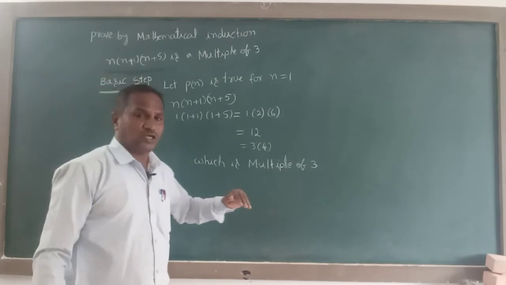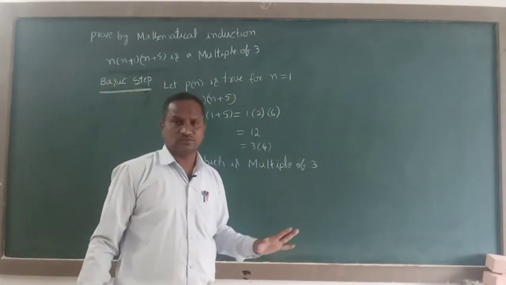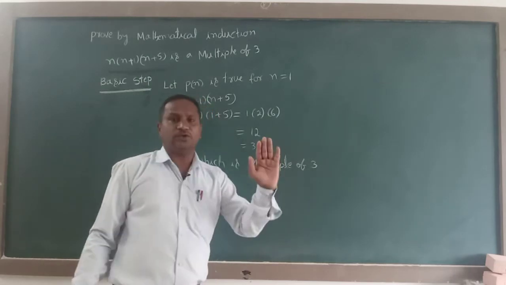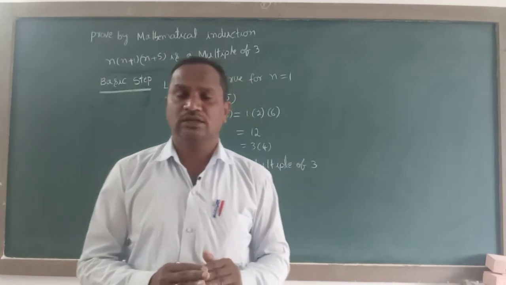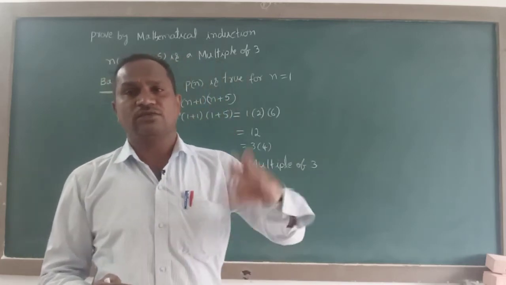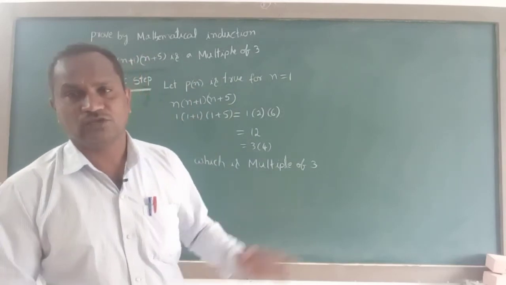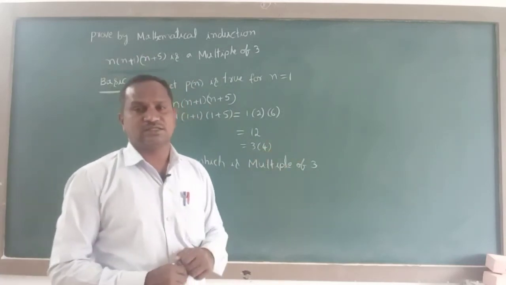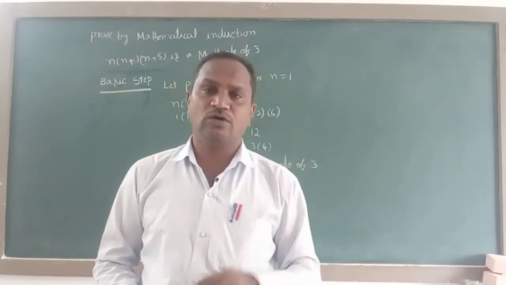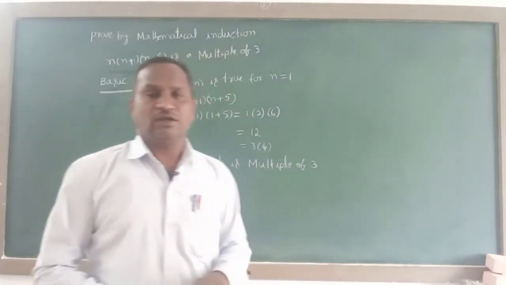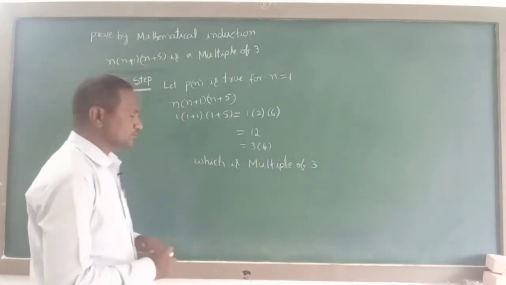That's how we give the proof for the case n is equal to 1. Finally, you should get 3 into something, some one natural number. If you get like that, we can easily say it is a multiple of 3. Here we got 12, which can be written as 3 into 4, so we can write it is a multiple of 3. Now we are going to give the proof for the induction step.